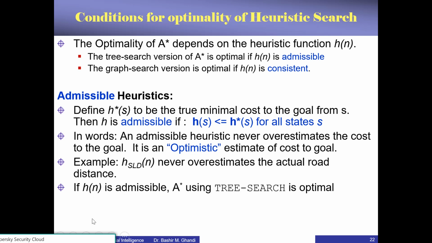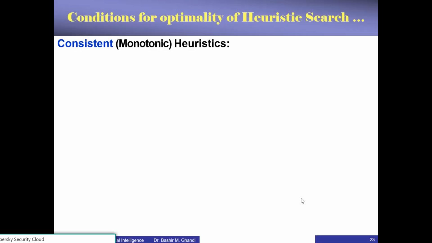And we are stating here that if h(n) is admissible, then A star using the tree search is actually optimal. So the tree version of A star is optimal provided the heuristic function is admissible. And since we know that the straight line distance is admissible, the example we just saw will actually give us an optimal solution, as we confirmed. The second term is consistent.